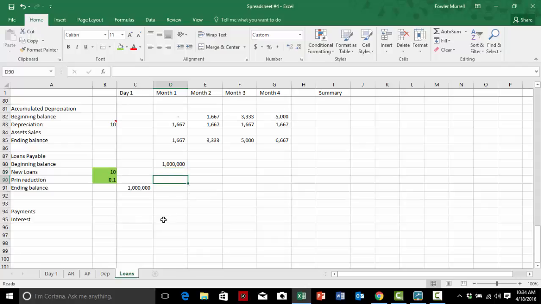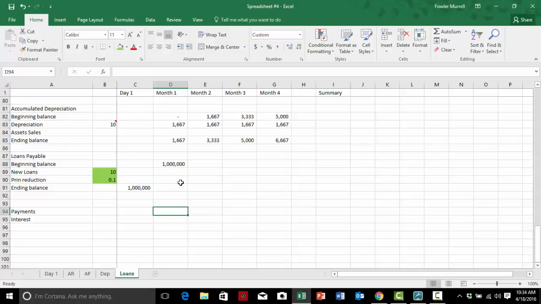Now we have to determine what the principal reduction is going to be. And the principal reduction is included in the payments that we make. This kind of loan is paid off on a flat basis, the same amount each month. It's like if you have a car loan or a mortgage, you pay whatever per month, and that payment consists of interest and principal reduction. And so the place that we can determine that kind of payment is the PMT function.